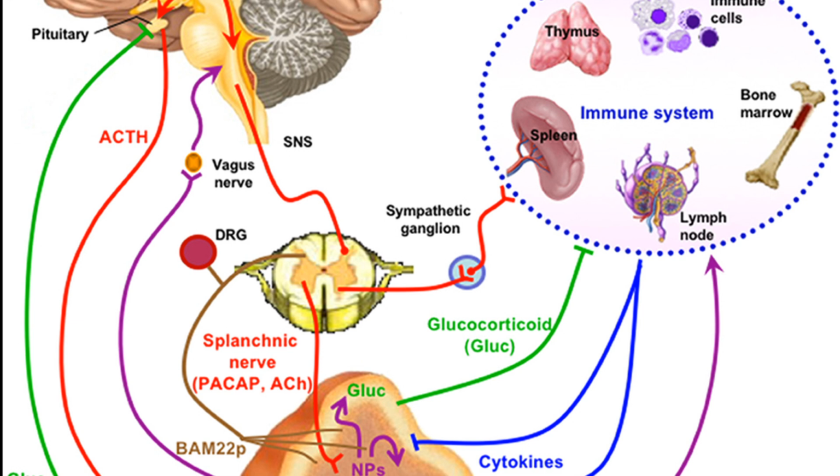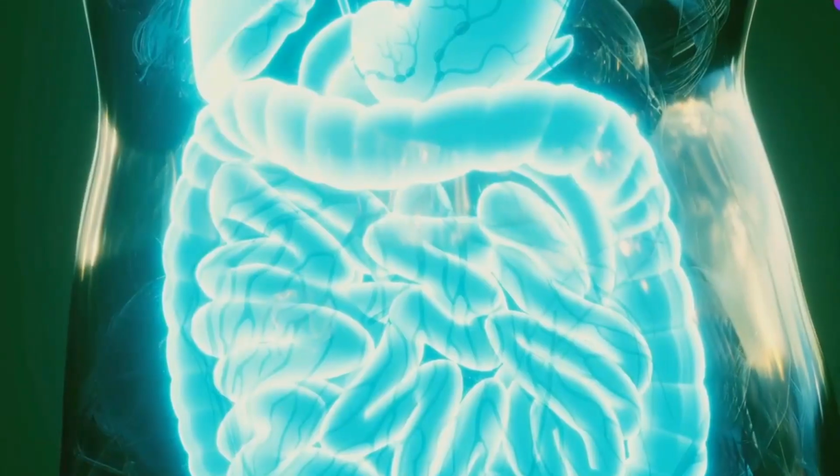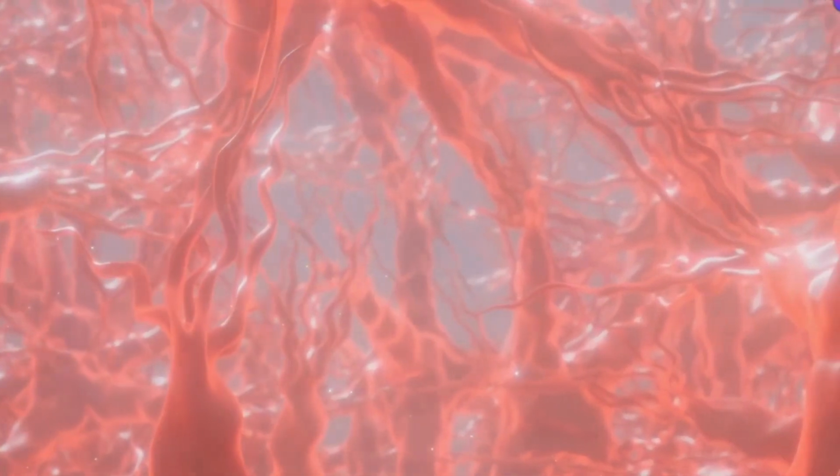Now let's talk about the neurotransmitters of the ANS. Adrenergic neurons release norepinephrine, while cholinergic neurons release acetylcholine. There are also non-adrenergic, non-cholinergic neurons, particularly in the gastrointestinal tract, which release substances like substance P, vasoactive intestinal peptide, and nitric oxide.